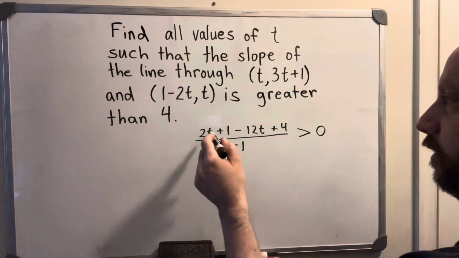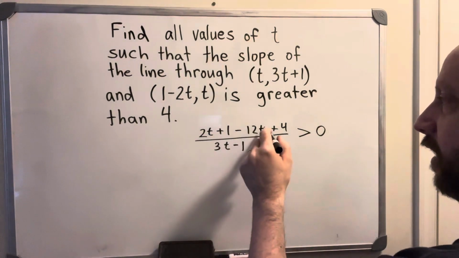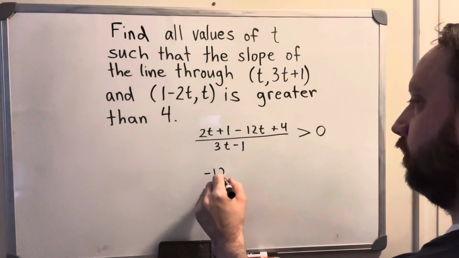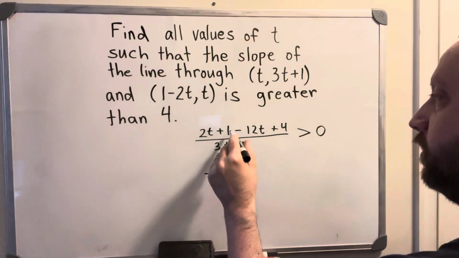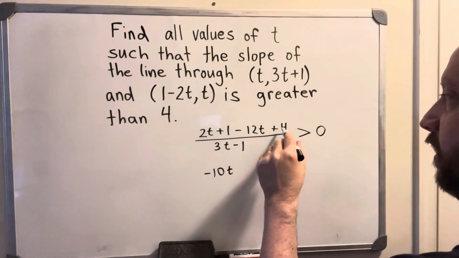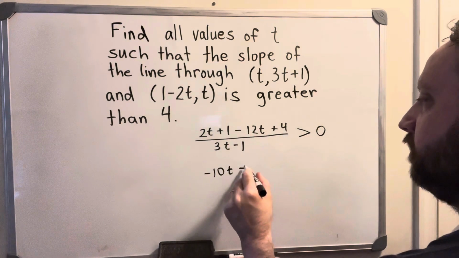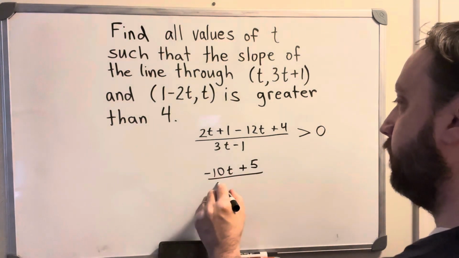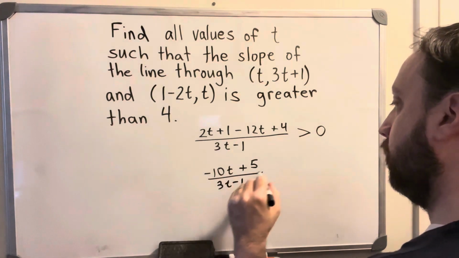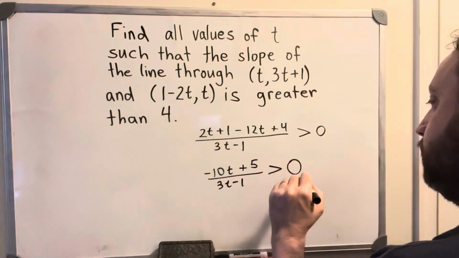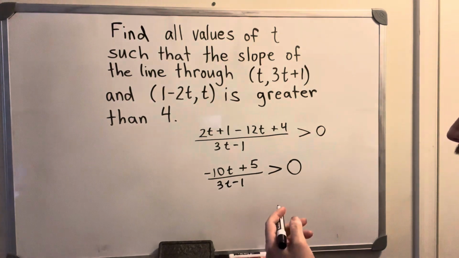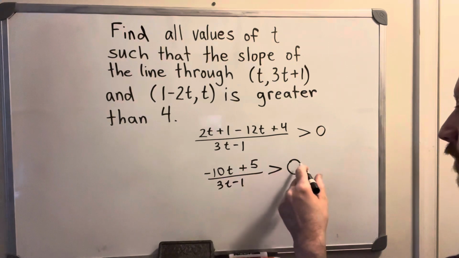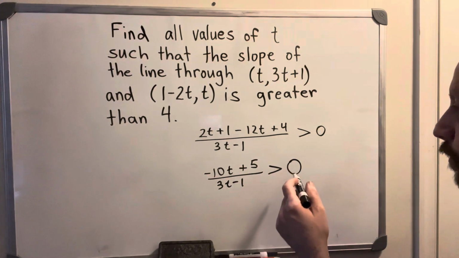What do you get? You got 2t and minus 12t. What's 2 minus 12? Minus 10t. What about the numbers? The 1 and the 4 is 5. And you got 3t minus 1 is greater than 0. So after all of this work, now we have something that is greater than 0 rather than greater than 4.